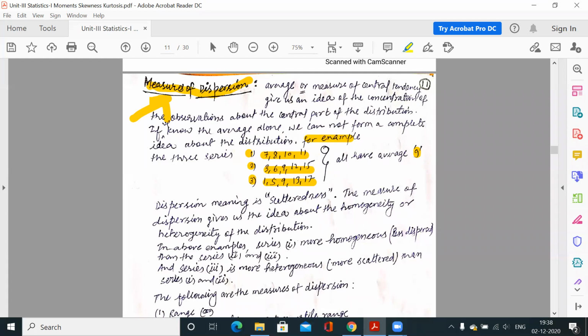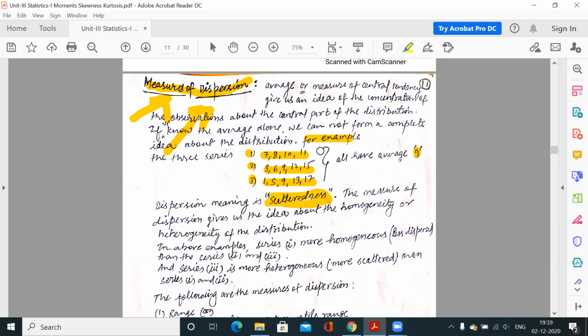Again, I don't know how to compare these three series, which is better or which is worse, because the measure of central tendency tells us that all these three series are equal. So I cannot compare. For this, we go to the next topic, measures of dispersion. This measure of dispersion tells us about the scatteredness of the data points around the central value.